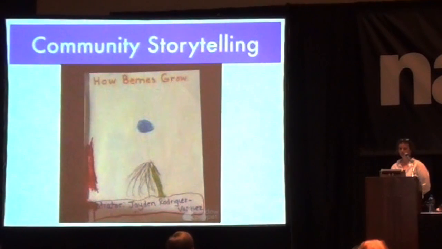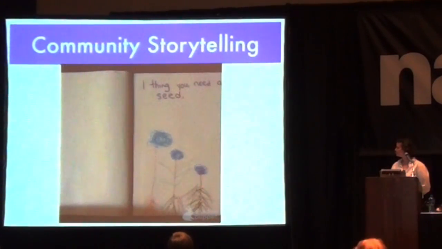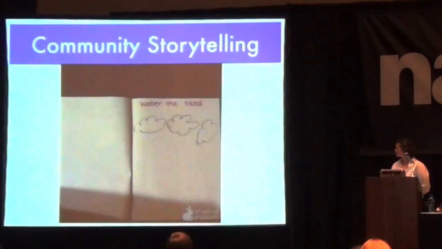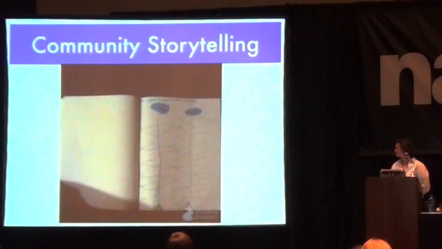How berries grow, by Jane. The first thing you need is a seed. Then you need a hot sun. Then you water the seed. Then the seed grows more, bigger, and is ready to eat.